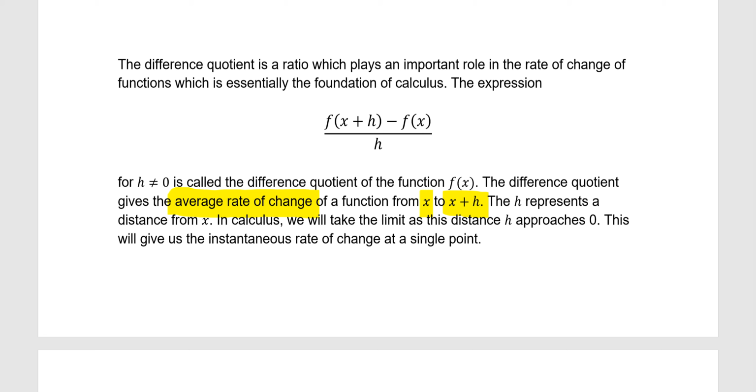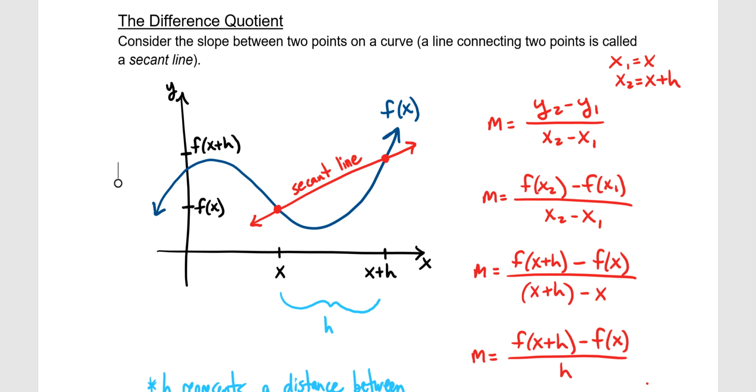And in calculus, what we're going to be doing is taking what we call the limit as that distance approaches 0. So what this does is it gives us the instantaneous rate of change at a single point. So taking a look at this graph up here, let's imagine that distance, h, getting smaller and smaller. What that means is this point is going to get closer and closer to our point x because that distance is getting smaller and smaller. So that secant line's second point is going to be approaching that point itself.